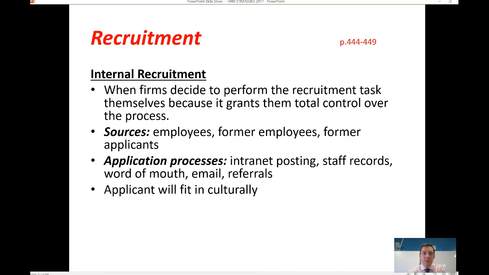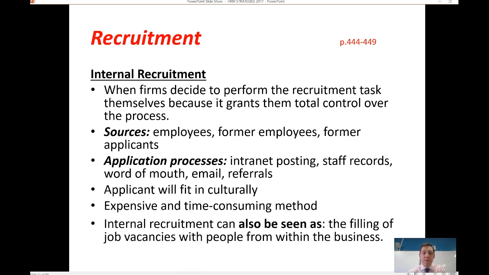The advantage of internal recruitment is if you find someone internal to the business, generally they're going to fit in culturally with the business because they are already working in the organisation. They know what the culture is about, and you know what they are. They have values that are in line with the organisation's culture. It can at times be expensive, and it can take up time. Expensive because of the time taken for the internal people to actually go about that recruitment process.